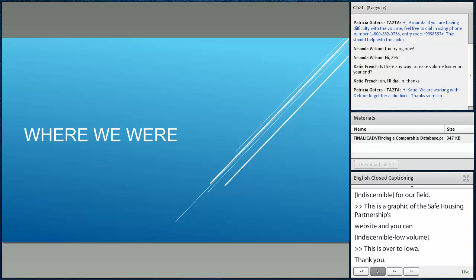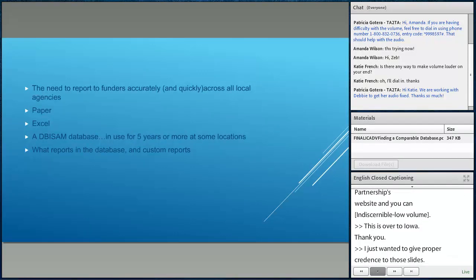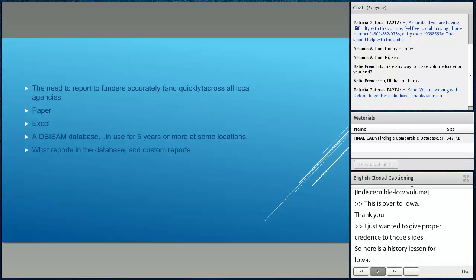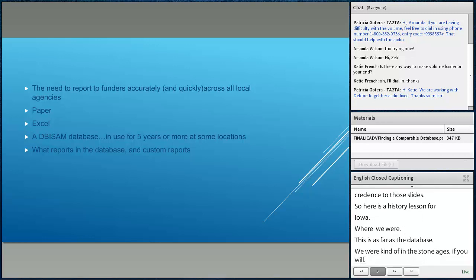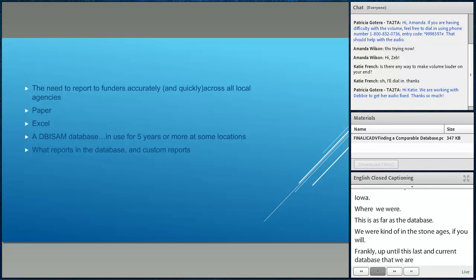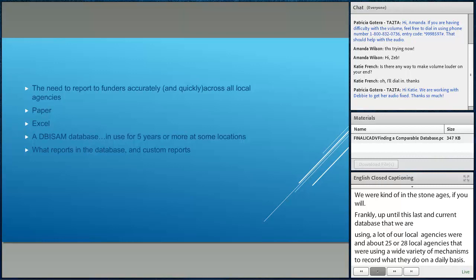All right, the history lesson for Iowa, where we were as far as the database. We were kind of in the Stone Ages, if you will. And frankly, up until this last and current database that we're using, a lot of our local agencies, about 25, 28, depending on how you count them, were using a wide variety of mechanisms to record what they do on a daily basis, be it paper, be it Excel, in-house Excel forms that they've made themselves. They did this for many, many years.